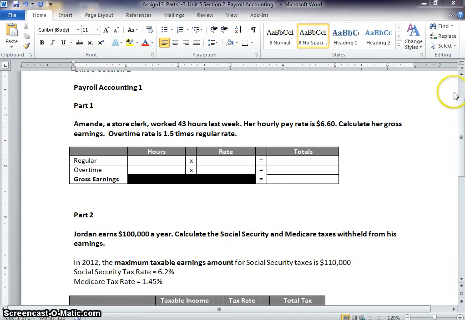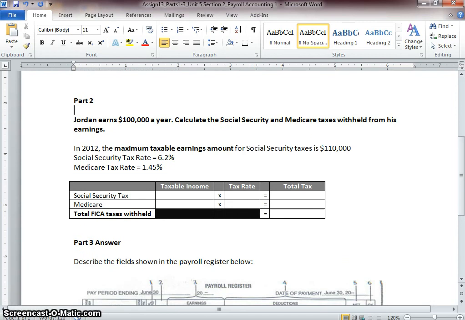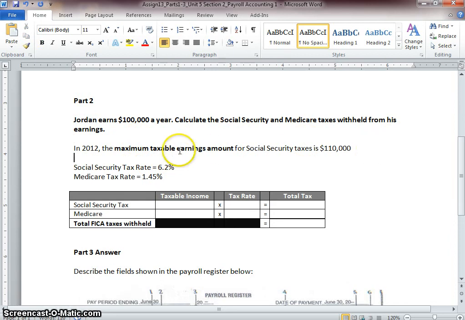Then down here in Part 2, we are calculating the Social Security and Medicare taxes that are going to be withheld from Jordan's yearly salary. So I give this information to you that in 2012, the maximum taxable earnings for Social Security tax is $110,000. So we can go ahead and tax all of Jordan's salary.